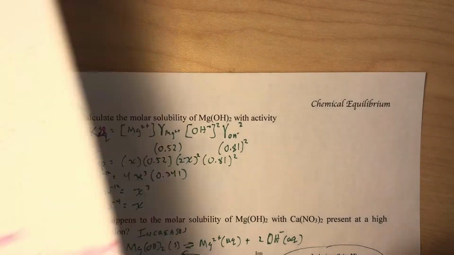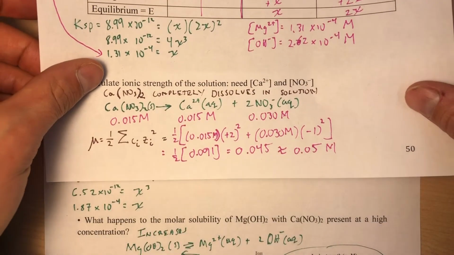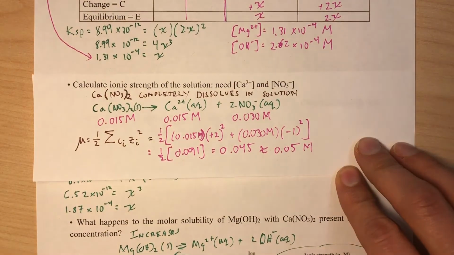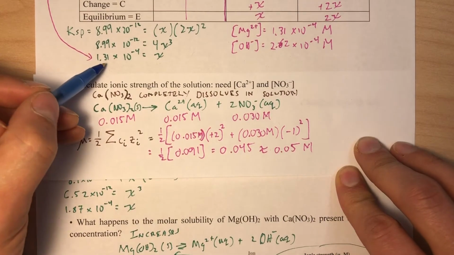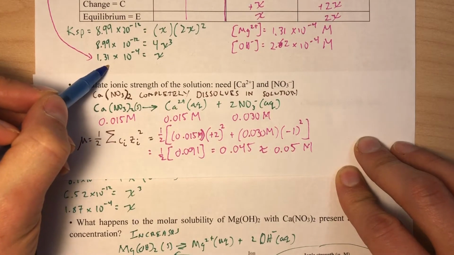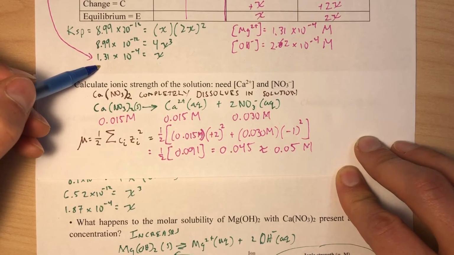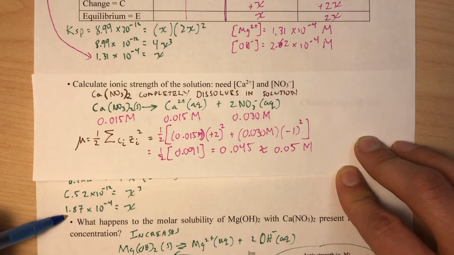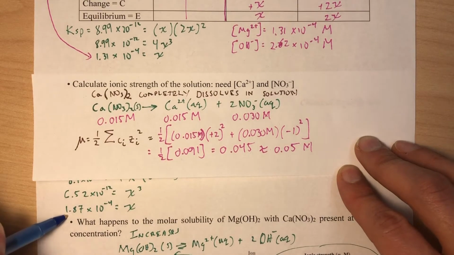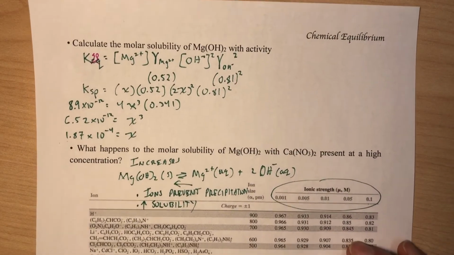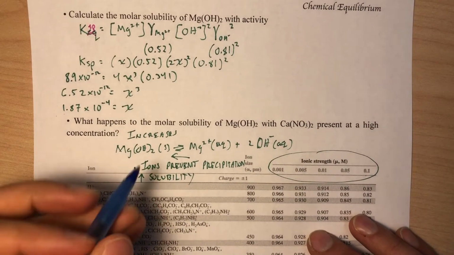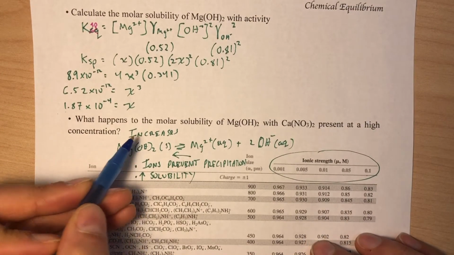We can compare to the beginning of this problem, where we solved for the molar solubility of magnesium hydroxide without any other ions present. That ended up being 1.31 times 10 to the negative fourth. It is now greater at 1.87 times 10 to the negative fourth. So this mathematically shows that the solubility of magnesium hydroxide increased with calcium nitrate present.